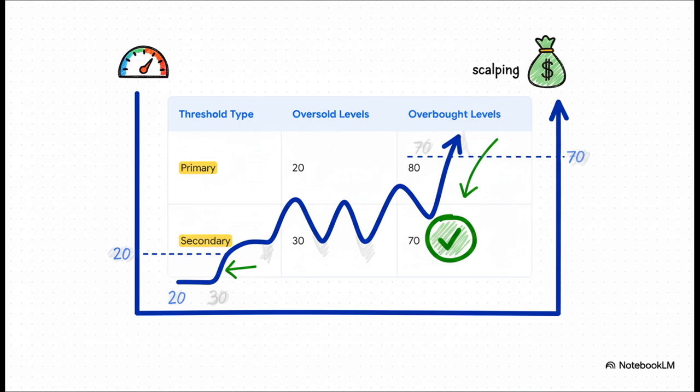Instead of just one level, you use 2. So for a buy signal, you're waiting for the stochastics to cross below your primary level of 20, and then you wait for it to cross back above the secondary level of 30. This little extra step makes sure momentum is truly shifting in your favor before you jump into a trade.